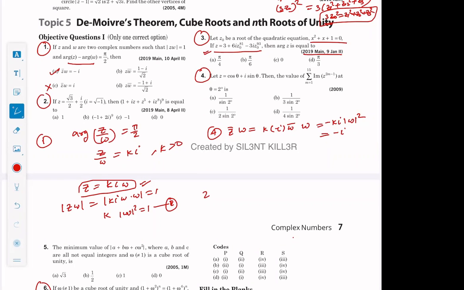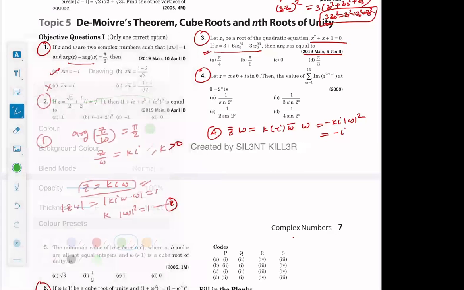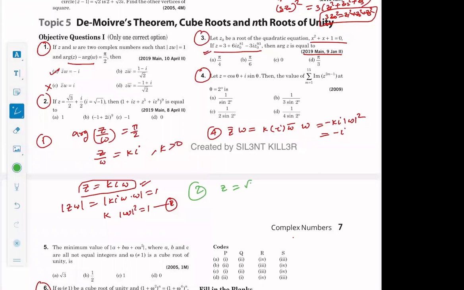Now second problem. Z is given as root 3 by 2 plus I by 2. Basically this is equal to minus I omega. Omega is minus half plus I root 3 by 2. If I multiply by I on both sides, I will get minus I by 2 minus root 3 by 2. So this one is minus Z. So basically I am getting Z is equal to minus I omega.